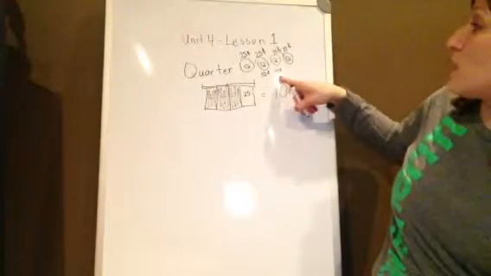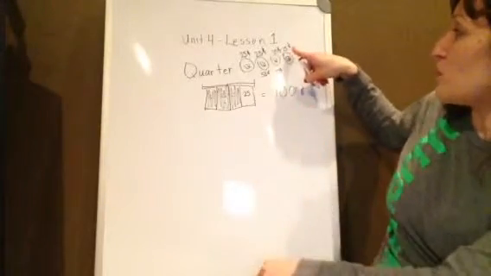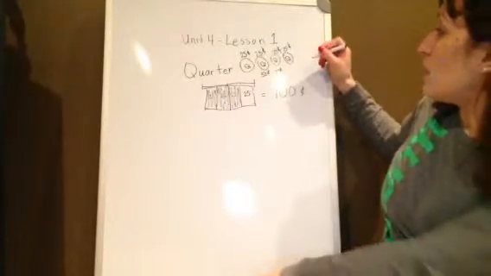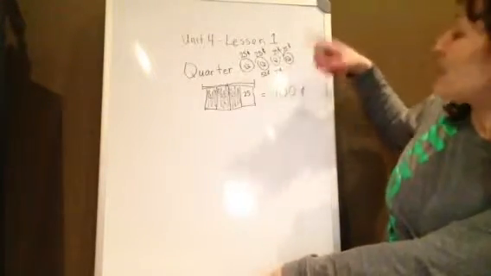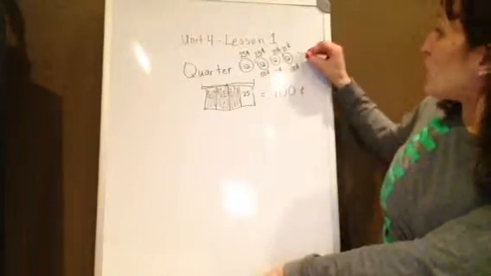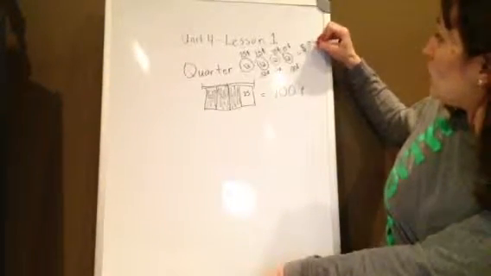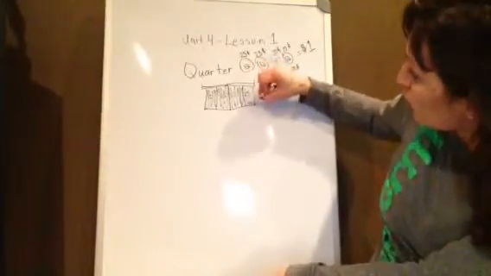Now 75 cents plus 25 more, 70, 80, 90, plus 5. I'm sorry, 75, 85, 95, plus 5 more is 100 cents, which is equal to $1. Now I have done 4 quarters.